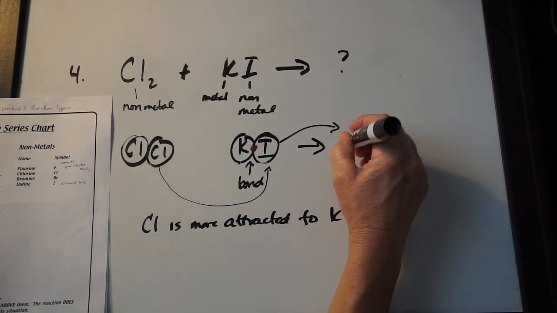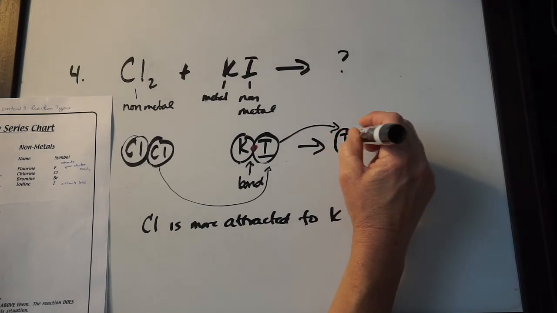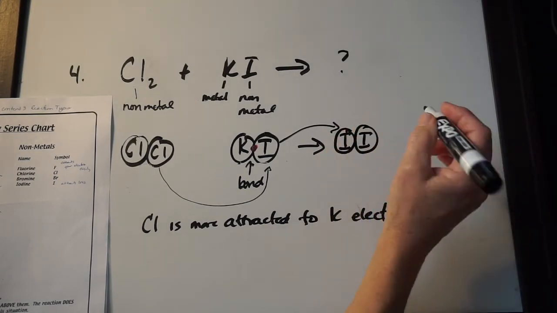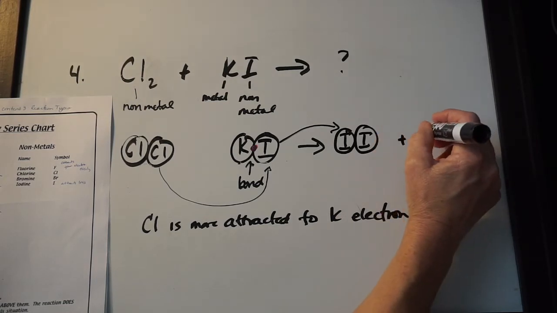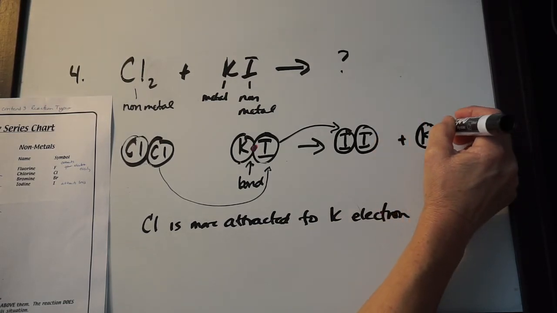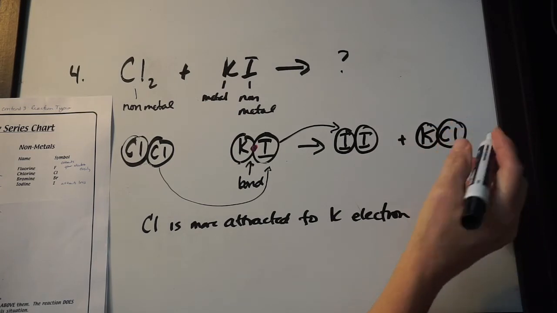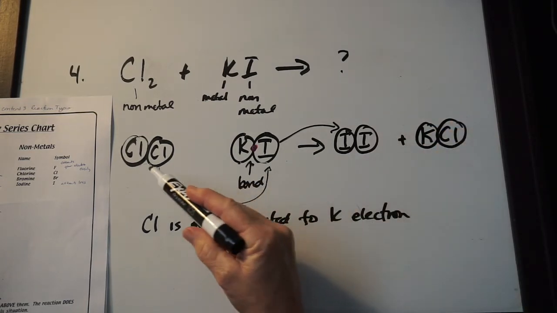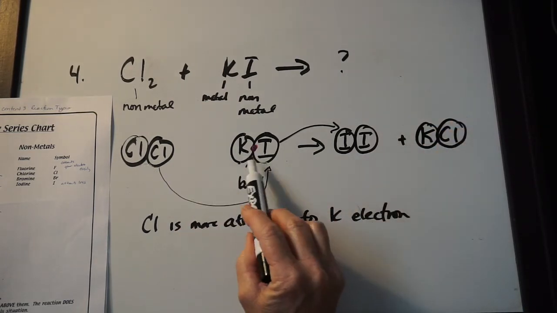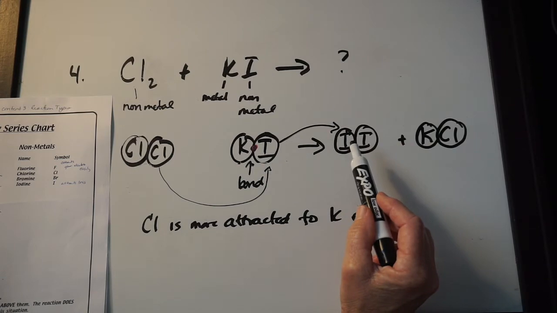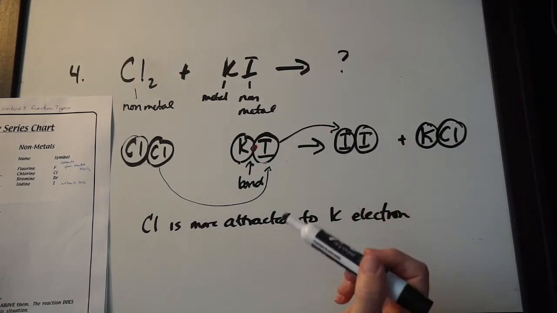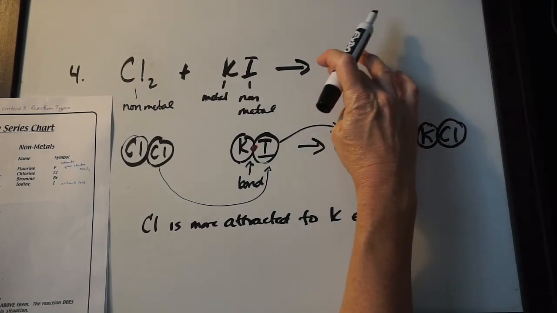We're going to bump iodine out, and there ends up being two of them by the time the reaction is done. And the potassium is now going to be bonded to the chlorine. And you see how that bumping out has happened. So now chlorine is more attracted to potassium's electron, so it bumps iodine out. Iodine out. So back up here, what would that look like?